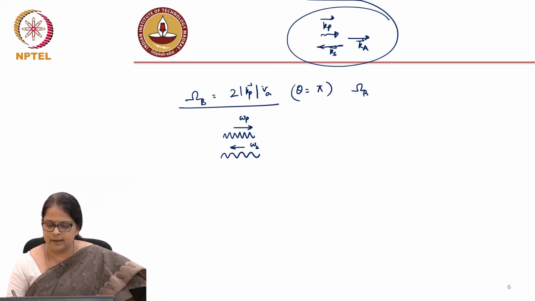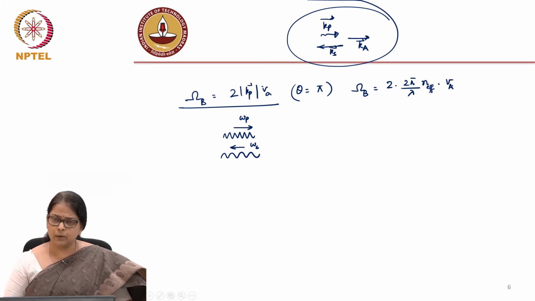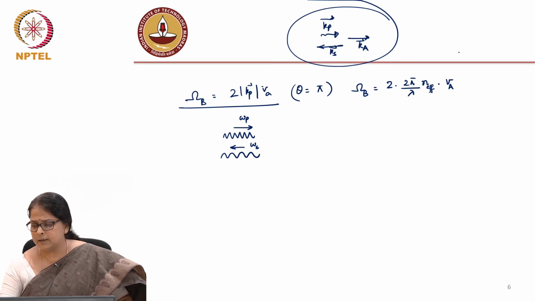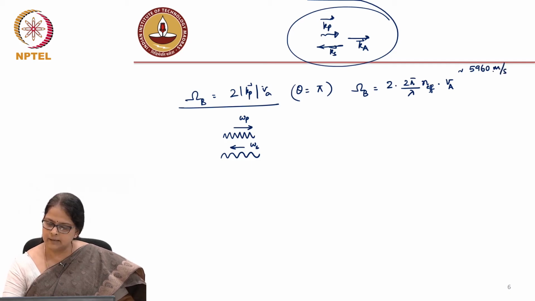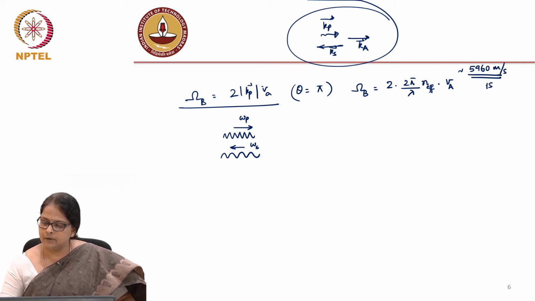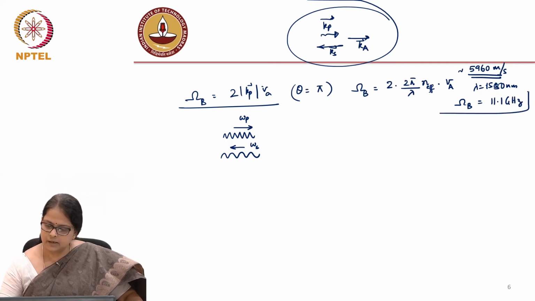So let's say we try to calculate the magnitude of omega b. This is twice Kp, which is again 2 pi divided by lambda times n, the effective index at that wavelength, times the acoustic velocity. Now, the acoustic velocity in a fiber is approximately 5,960 meters per second, right? So you can calculate this for lambda equal to 1550 nanometers, and this number turns out to be something like 11.1 gigahertz at 1550 nanometers.